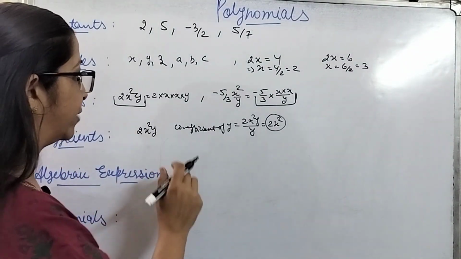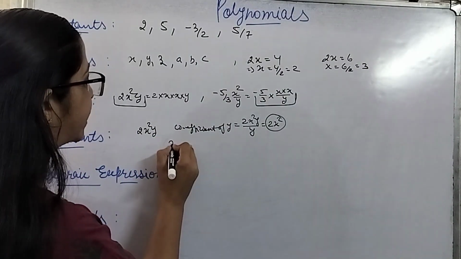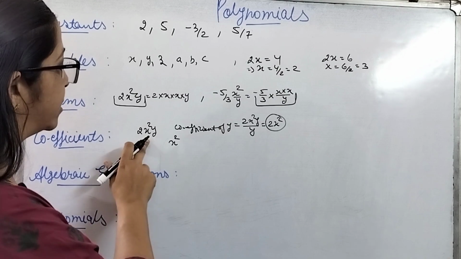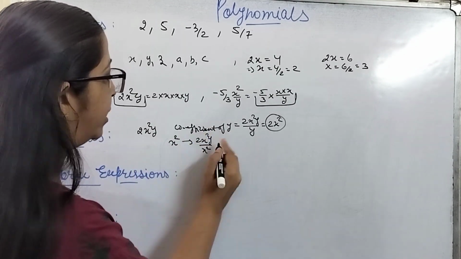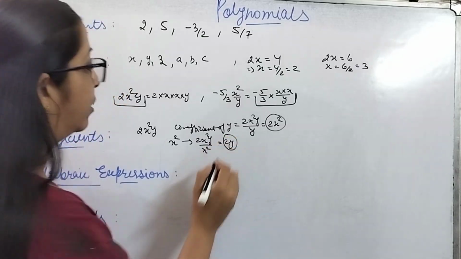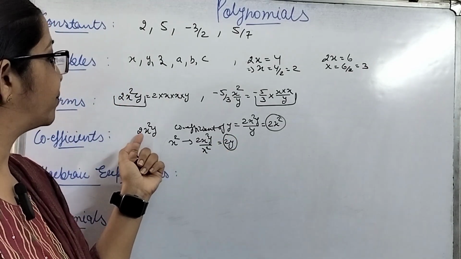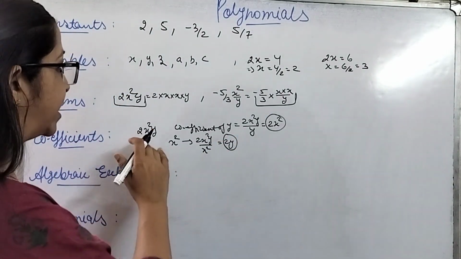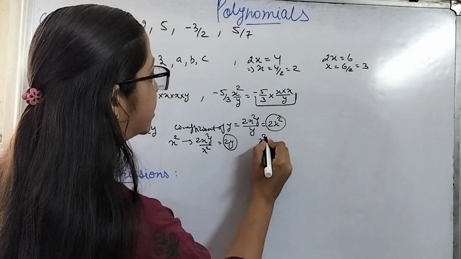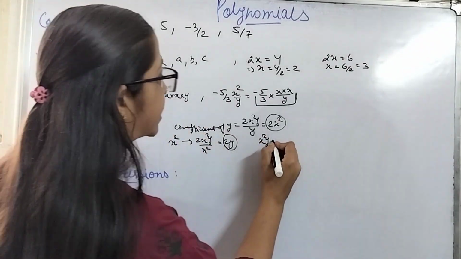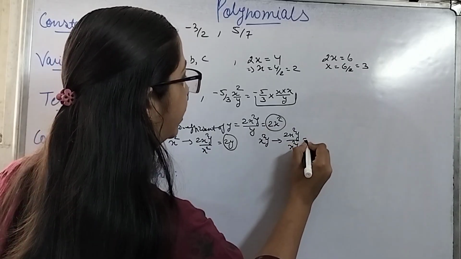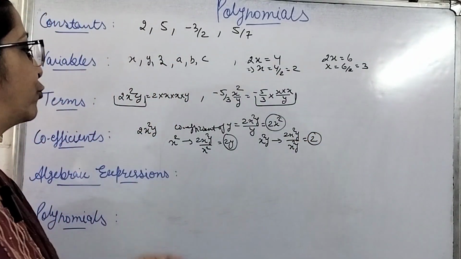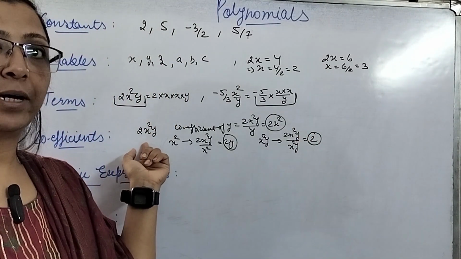If I ask what will be the coefficient of x square, the coefficient of x square will be 2x square y divided by x square, that is 2y. If I ask what will be the coefficient of x square y, obviously we can see 2x square y divided by x square y, that means 2 will be the coefficient of x square y.